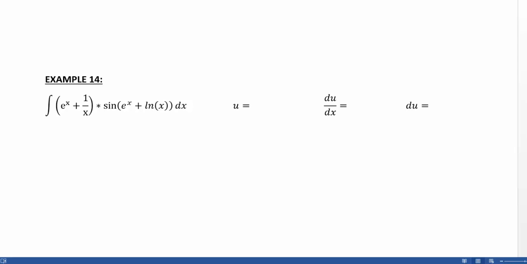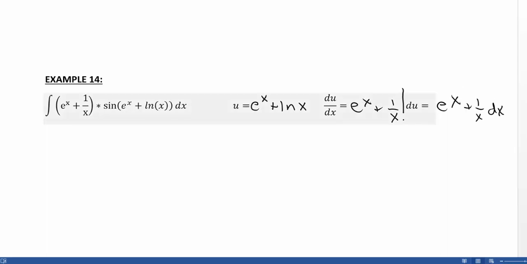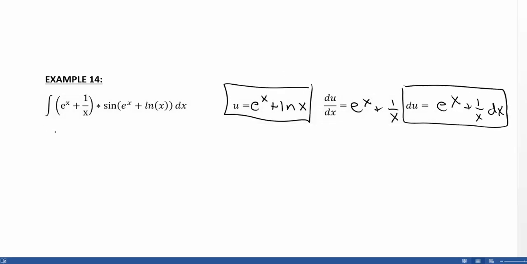So again, I'm going to pick my u to be the function inside of the trig function. So here that's e to the x plus ln x. The derivative of that is e to the x plus 1 over x, which means my du is e to the x plus 1 over x dx. So now I have my u and I have my du. So I want to try to match it up so that I can do my substitution. So my u, again, was the function inside of sine. So I'm going to rewrite that as sine of u.